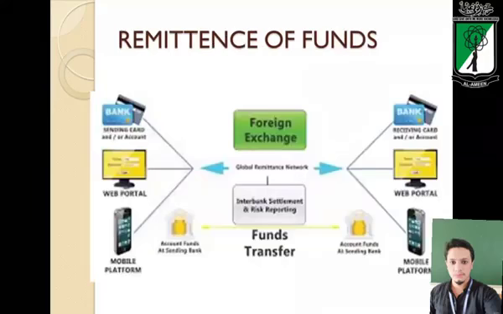Then the fourth point is remittance of funds. Remittance of funds means the commercial bank provides the facilities of fund transfer from one account to another and from one place to another, on account of the interconnectivity of branches. The transfer of funds is administered by using bank drafts, pay orders or mail transfers, on nominal commission charges. So this is called the remittance of funds.